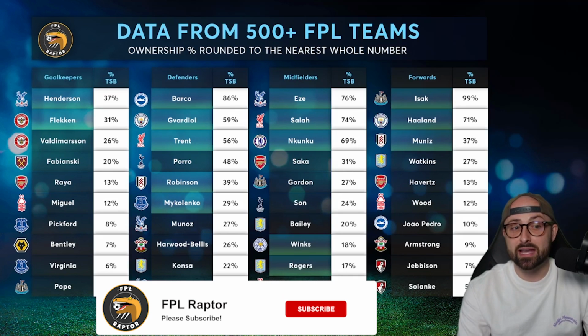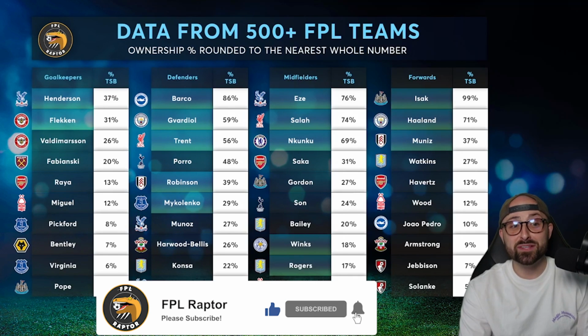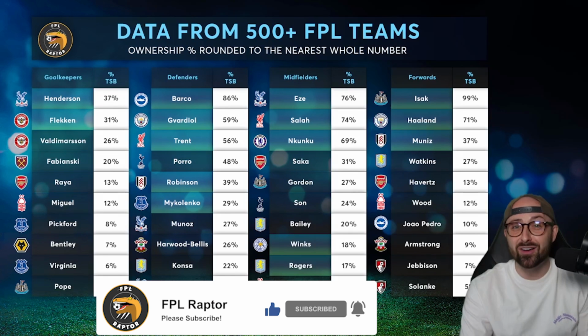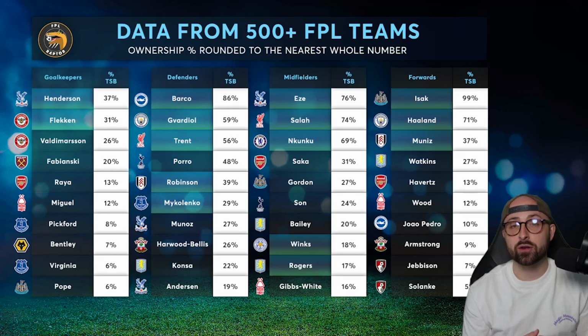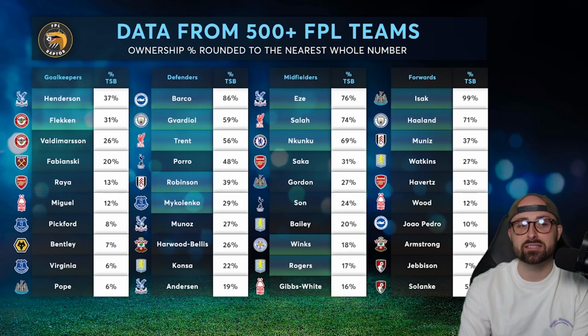And then, like I said, Robinson and Mikalenko, the 2 most popular £4.5 million defenders, which was a little bit of a surprise to me. I did not expect Robinson to be 39% owned. That shocked me. Munoz very close to making it into the team with 27% ownership at 5 million. So Munoz is becoming more and more popular, I should say, despite him being only at 4% ownership amongst the entire database.